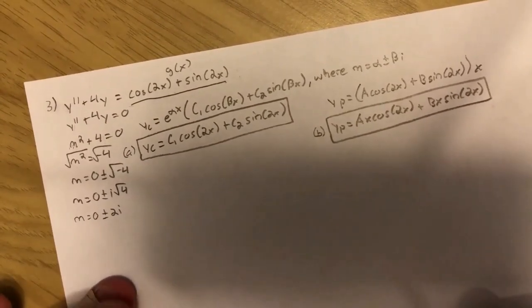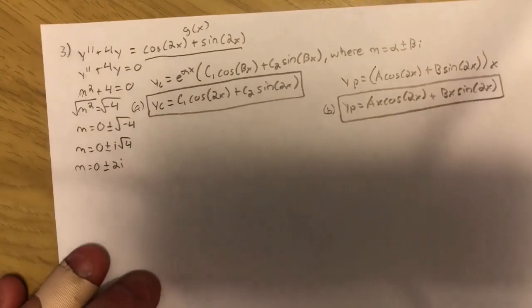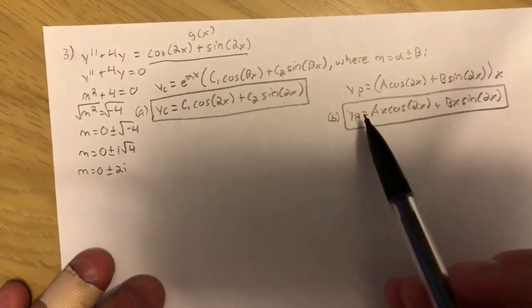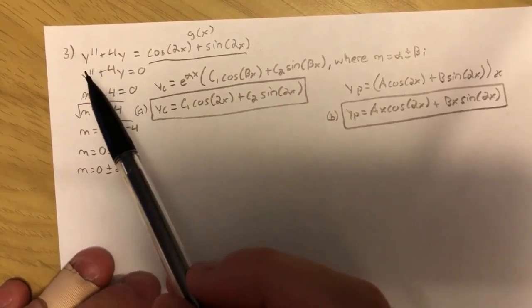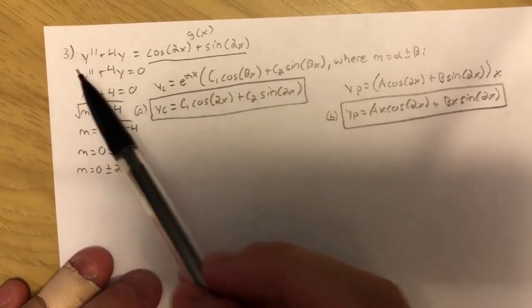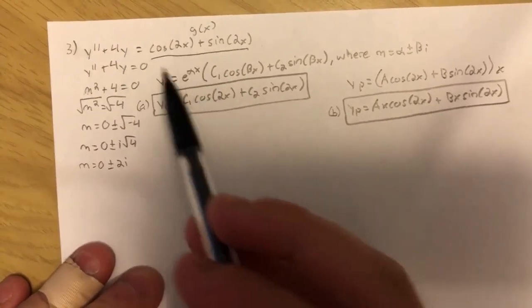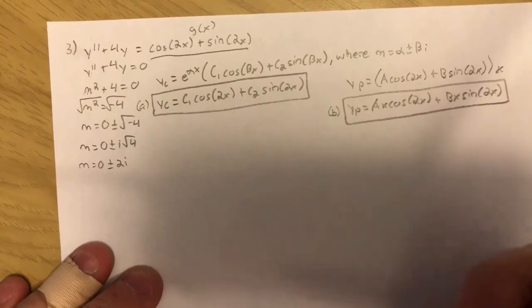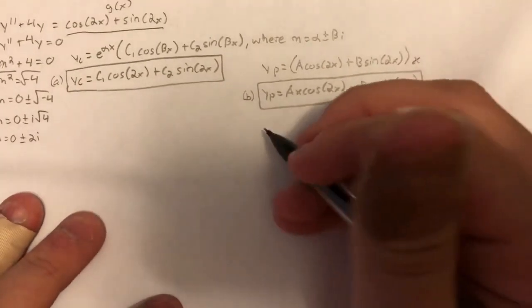So now for part C, we have to find the actual particular solution. And if we look back at the original differential equation, we see that we have to find the second derivative of y sub p. And we already have the original y sub p. So first we have to find the first derivative.